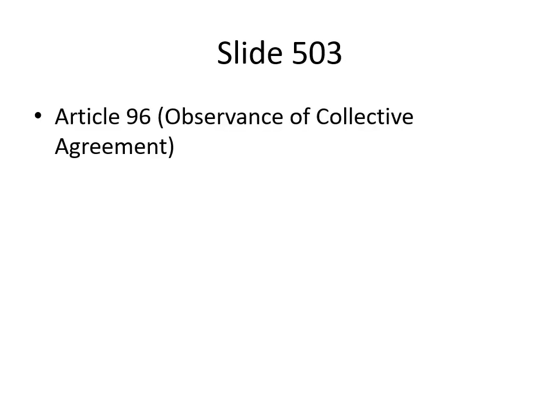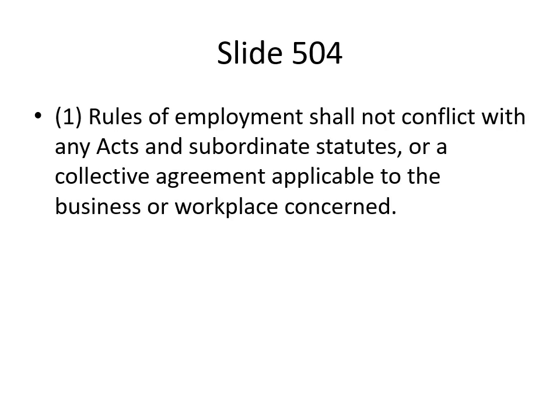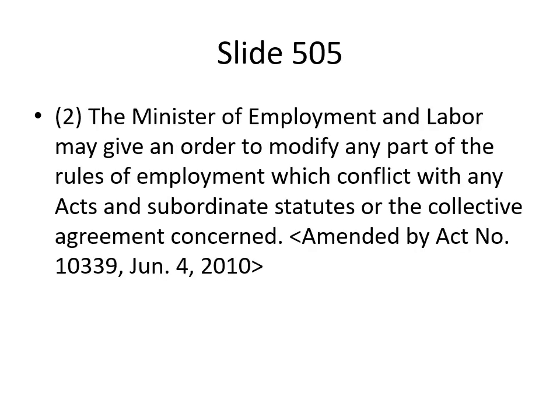Article 96. Observance of collective agreement. 1. Rules of employment shall not conflict with any acts and subordinate statutes, or a collective agreement applicable to the business or workplace concerned. 2. The Minister of Employment and Labor may give an order to modify any part of the rules of employment which conflict with any acts and subordinate statutes or the collective agreement concerned. Amended by Act No. 10339, June 4, 2010.